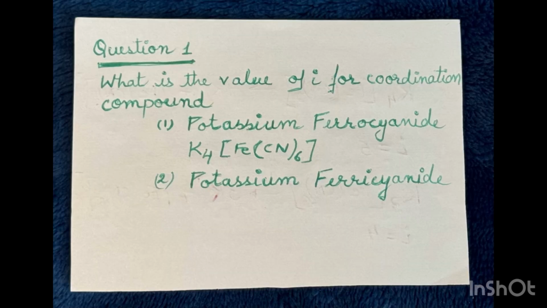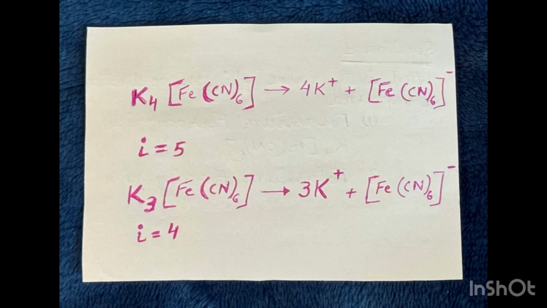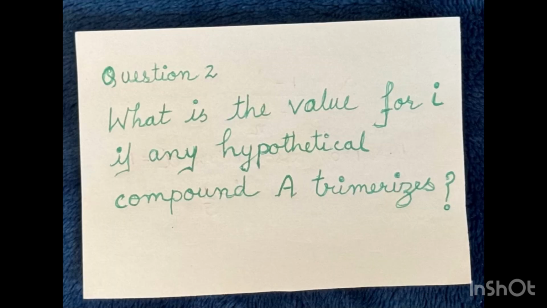Let us now start with this session: Ask the Question. Question 1: i for the coordination compounds potassium ferrocyanide and potassium ferricyanide. Here we have to first find out the ions into which it will break in the presence of water. So the answer is i equal to 5 and i equal to 4 respectively for potassium ferrocyanide and ferricyanide.